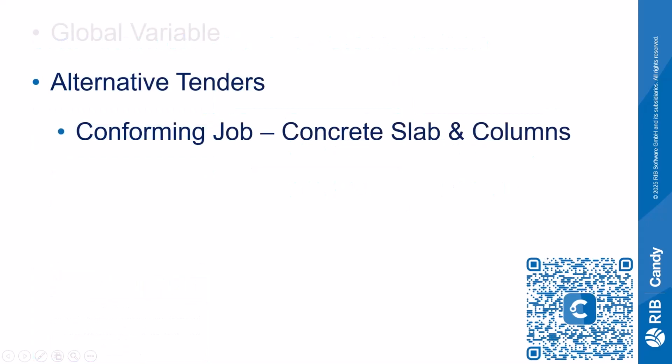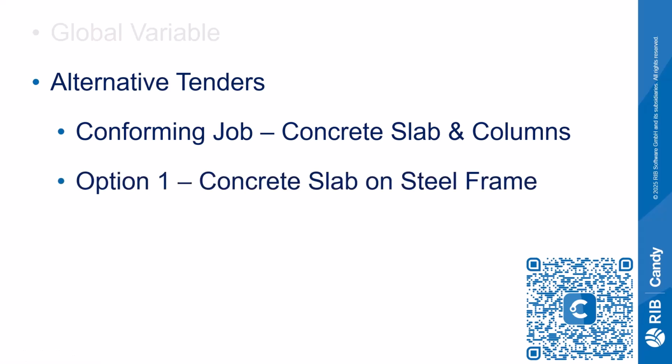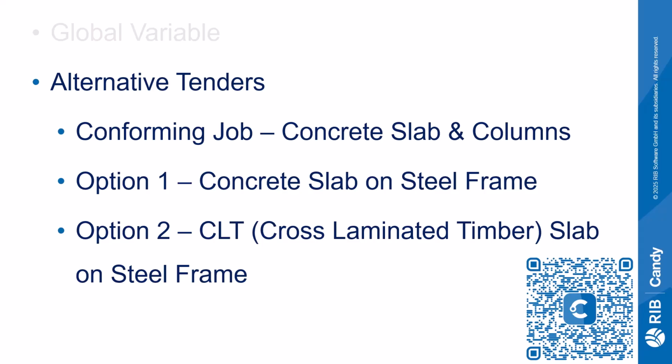Candy includes a function that enables the submission of alternative tenders. In this simplified sample, the original conforming design consists of a concrete slab supported by concrete columns. We are proposing two alternatives. Option 1, a concrete slab supported by a steel frame. Option 2, a cross-laminated timber CLT slab supported by a steel frame. These alternatives are intended to explore potential reductions in carbon footprint. We also aim to assess the impact of each option on the overall monetary value of the project.